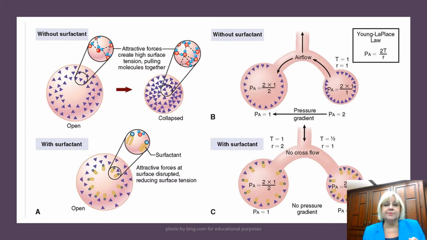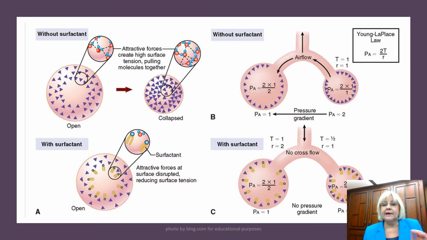So if you want to look with me at example A, at the top, it shows without surfactant, and you can see the attractive forces create a high surface tension, pulling molecules together, leading to a collapse. With surfactant, you can see the attractive forces at the surface disrupted, and this reduces the surface tension. So when the small alveolus deflates, the larger ones get bigger.